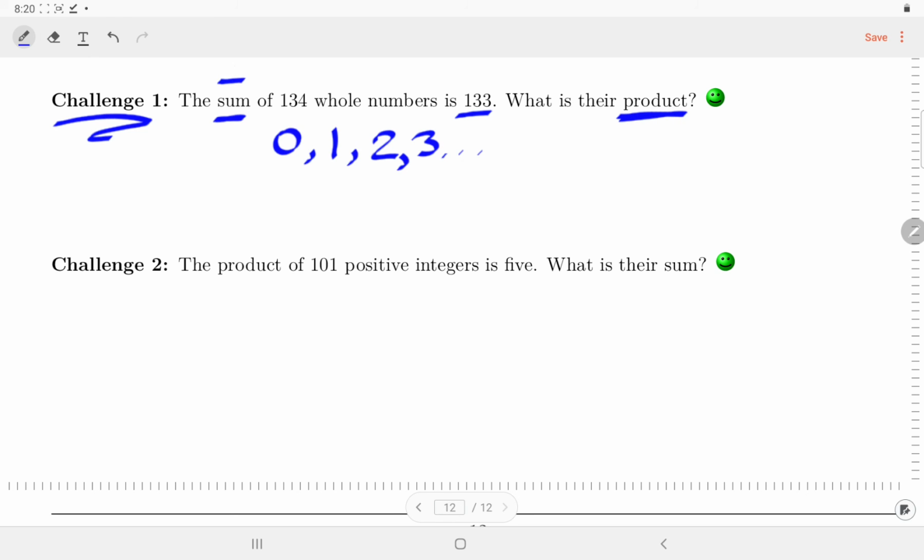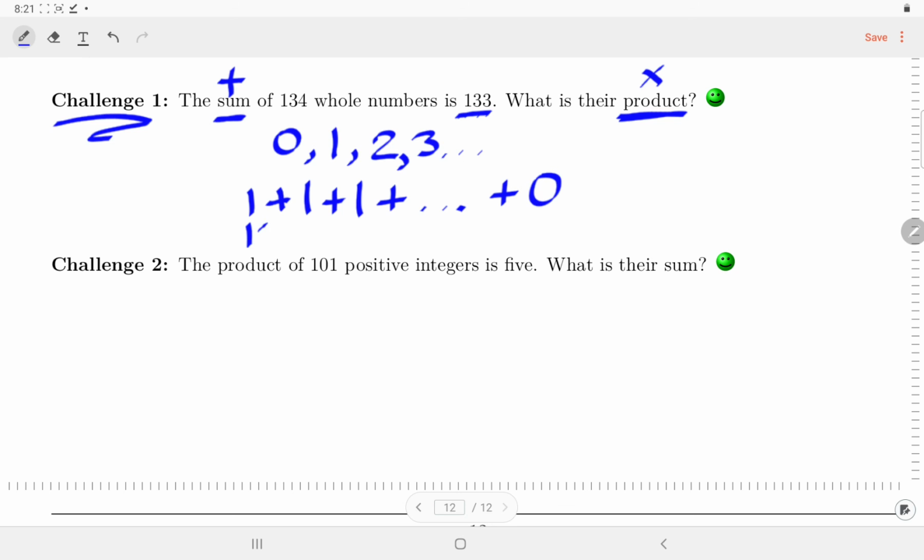So sum is the result of addition. Product is the result of multiplication. So what whole numbers are we adding to get 133? Pause the video and think about it. Since whole numbers must be positive or 0, these numbers must be 1. So 133 ones, and the last number would be 0.